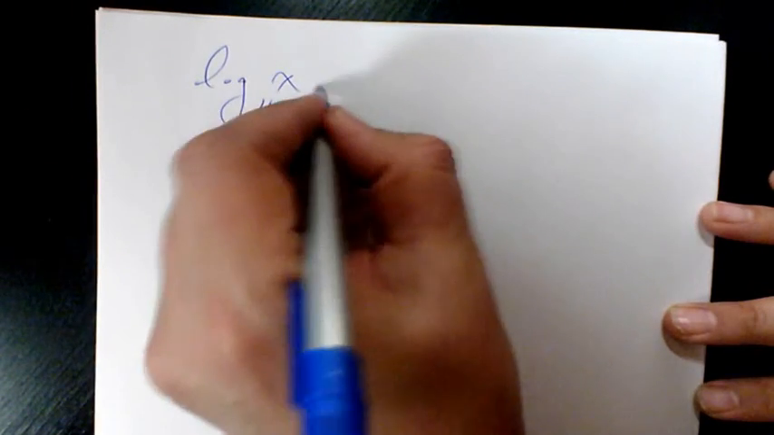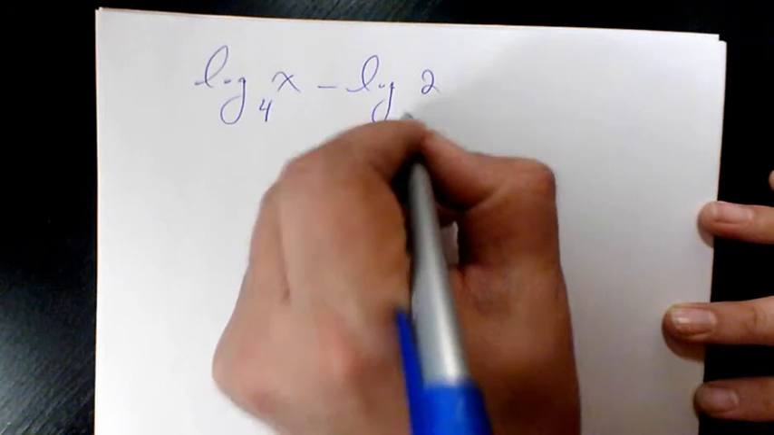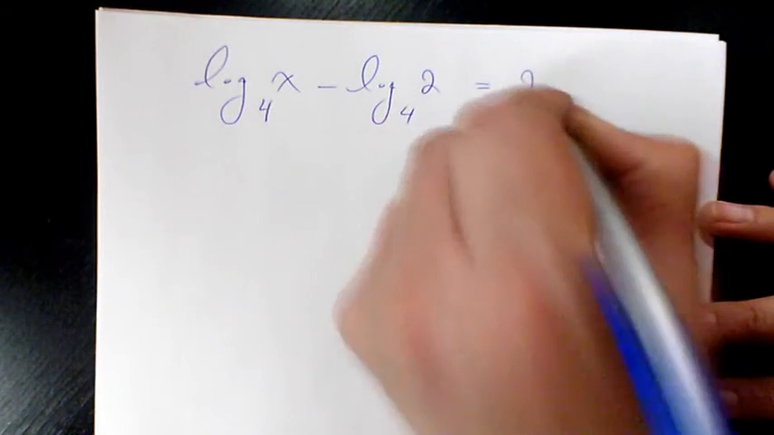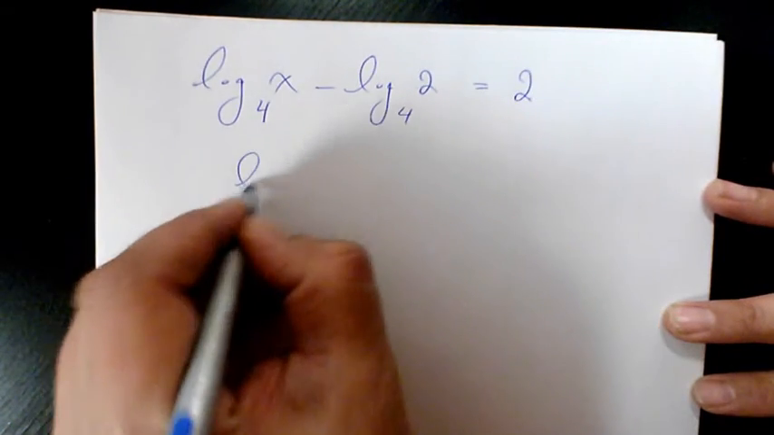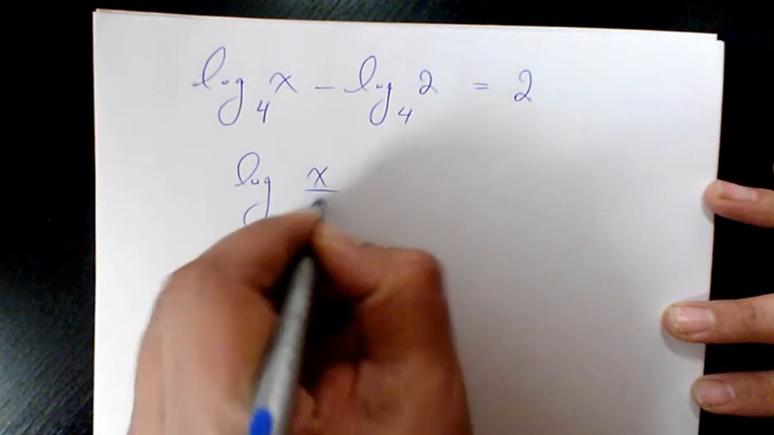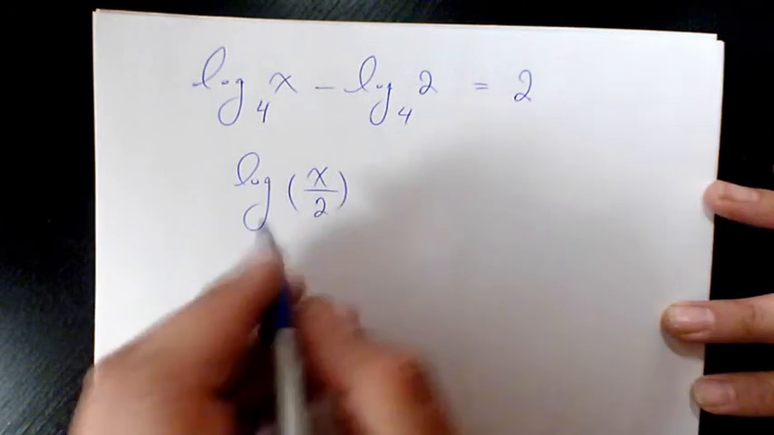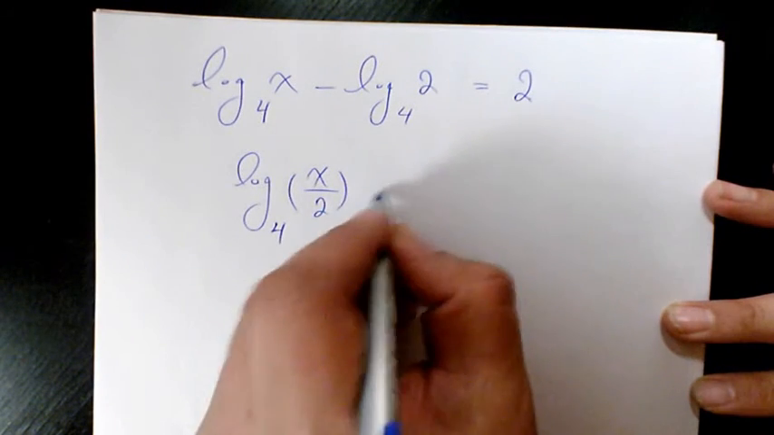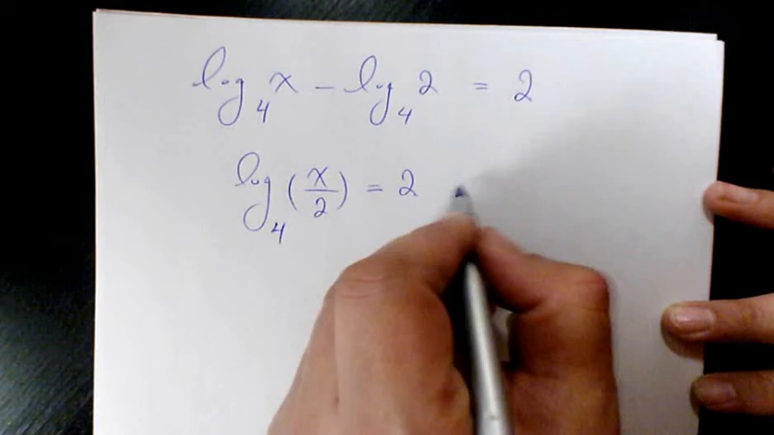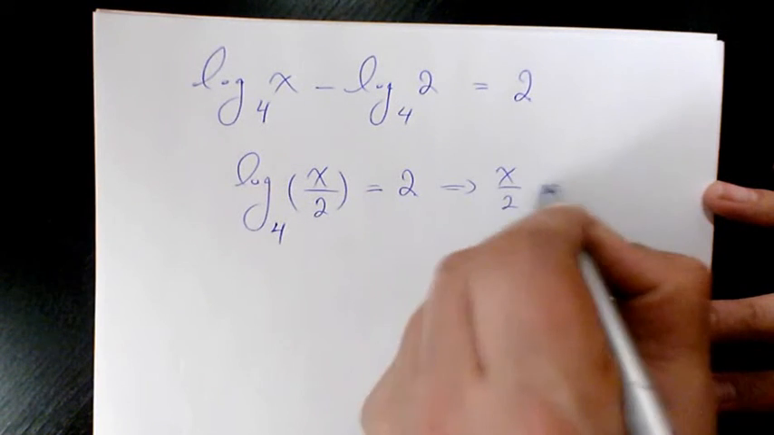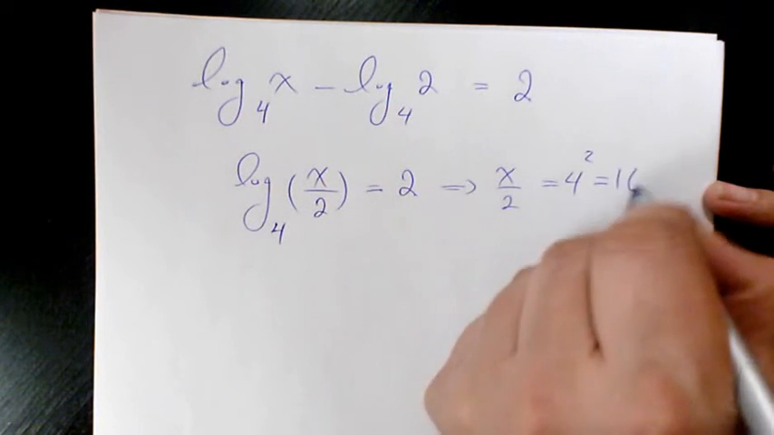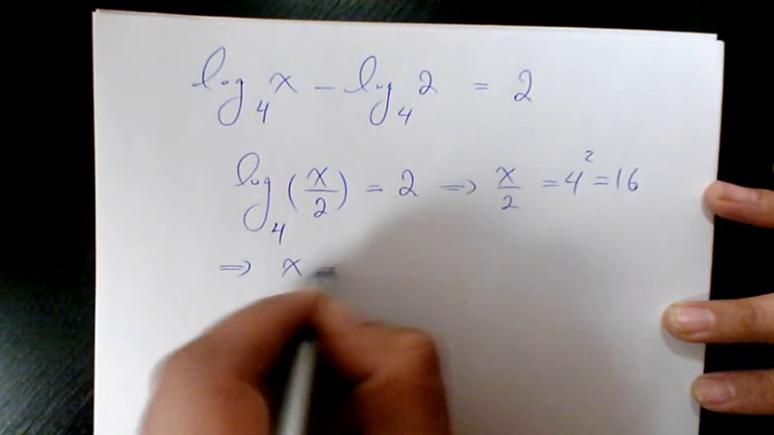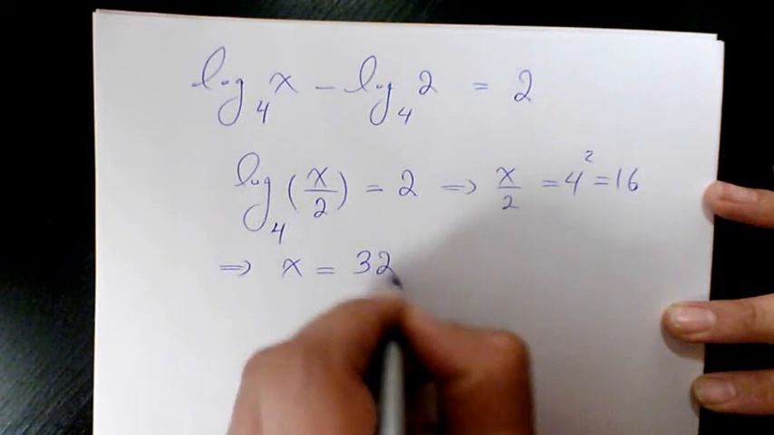Next example. Log x base 4 subtract log 2 base 4 equals 2. We have log x over 2, that's the quotient law because we have subtraction. You need to always be sure that we have the same base. So x over 2 equals 4 squared, or 16. So x will be 2 times 16, or 32.